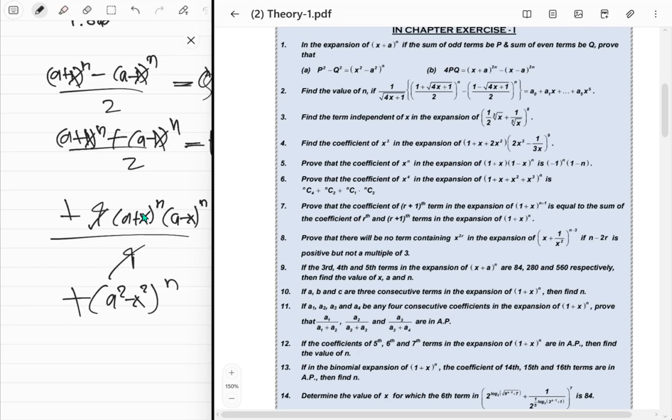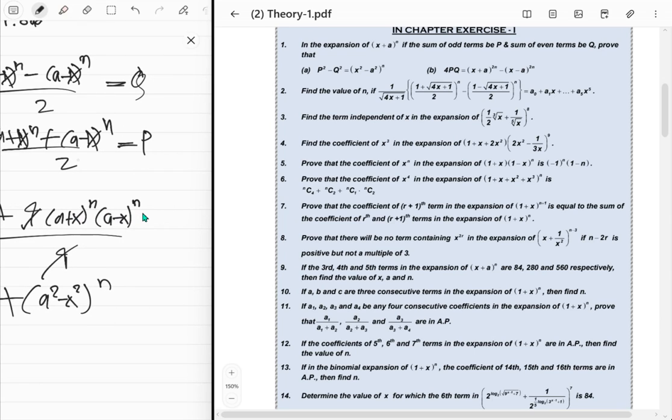So p minus q, that will just give us a minus x power n, and then p plus q will just give us a minus x power a plus x power n. So this should in the end just be a square minus x square power n. I don't see why this should be x square minus a square. It should be a square minus x square, right? It should be opposite. Why is this here?